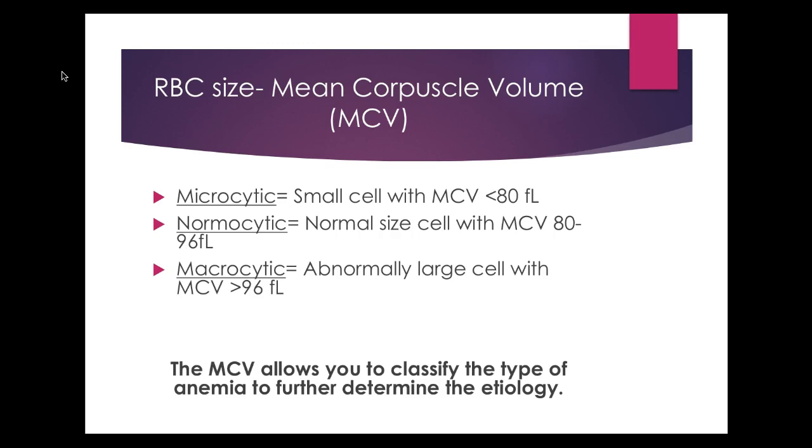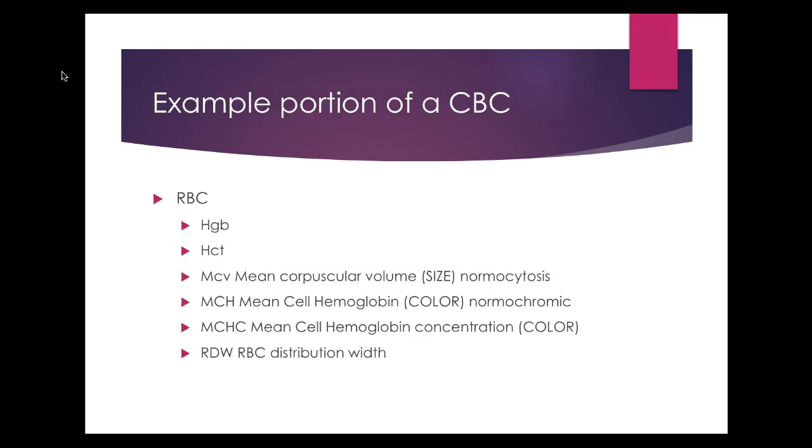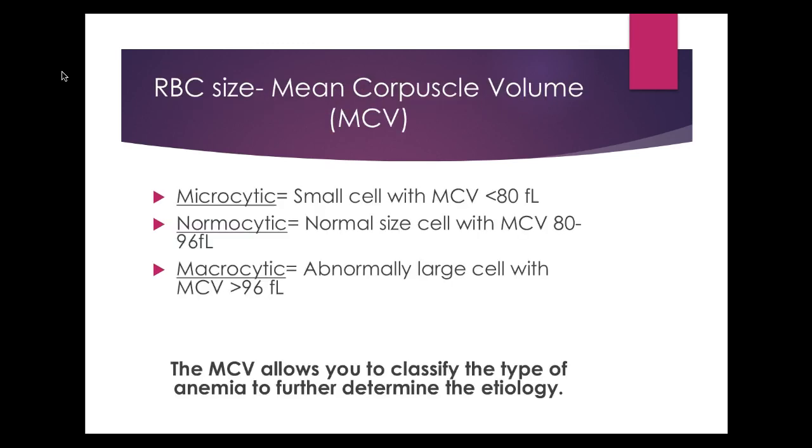All right, so we did talk about this already, but going back to the MCV, remember that is your size. This helps you to classify the type of anemia because you can't just treat all anemias the same way. It just depends where it's coming from and what it is. So you need to figure that out. So if it's microcytic, it's less than 80. Normocytic, 80 to 96, and macrocytic is greater than 96.